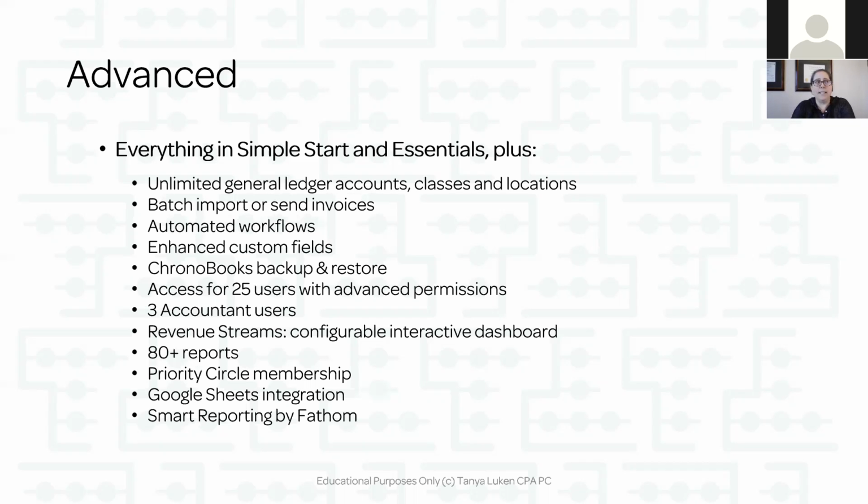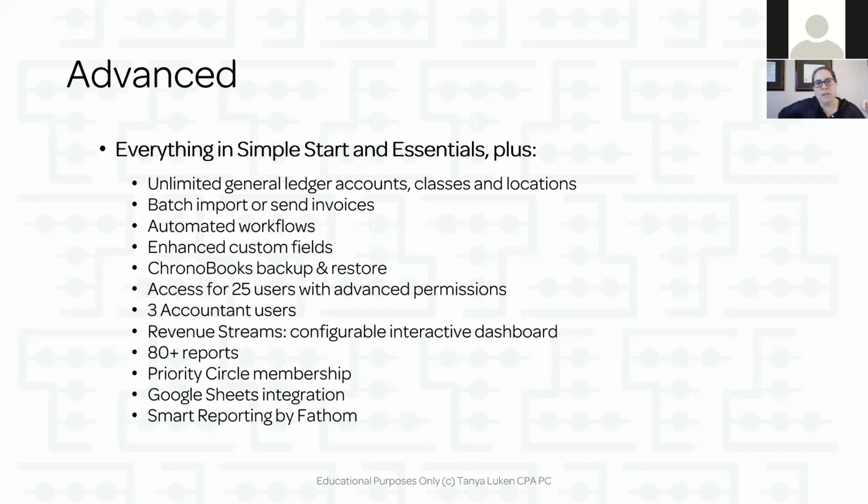And then Advanced is the juggernaut version of QuickBooks Online. So this is the one that's $180 a month. So it's unlimited everything. There's list limits in some things. There's batch imports and send invoices. So if you have a whole bunch of transactions, you can import a bunch of things.